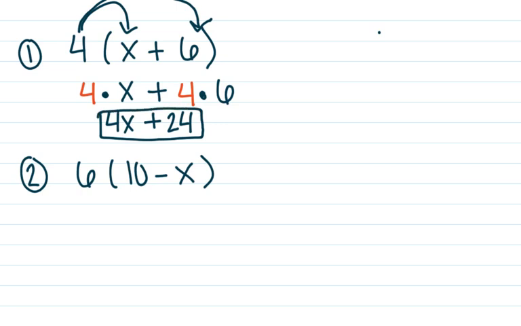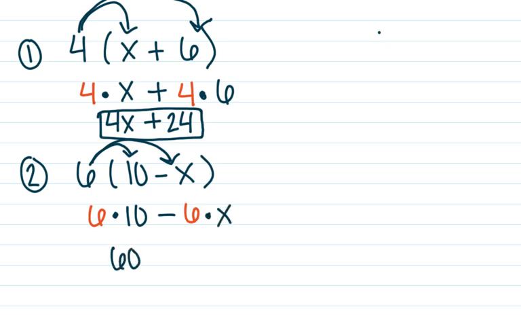So again, distributing means that we are multiplying that outside number to the numbers on the inside. Now, you don't always have a plus sign on the inside. You can also have a subtraction sign, as you see here on number 2. So again, I am giving the 6 to the 10 through multiplication, minus I am giving the 6 to the x, again through multiplication. Now we can clean this up. 6 times 10 is 60, minus 6 times x, which is 6x. And so my simplified expression is 60 minus 6x.